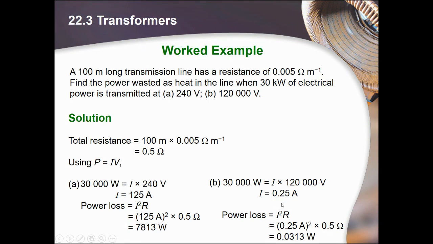For part B, everything is the same. I work out that my current is very, very low because voltage is very, very high. Current is very low, it's 0.25. So the power loss is 0.25 squared times 0.5. You can see much, much difference. This power loss is 7813, and this power loss is 0.0313 watts. So it makes a lot of difference to step up the voltage before transmission to reduce power loss.